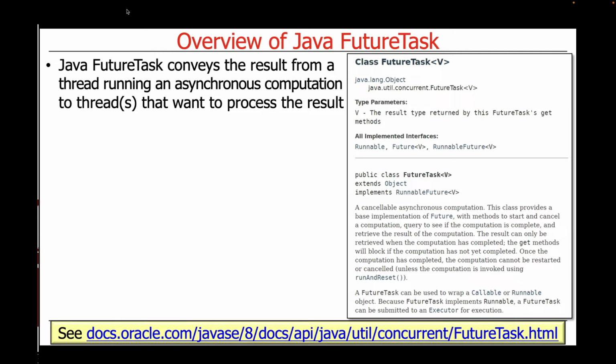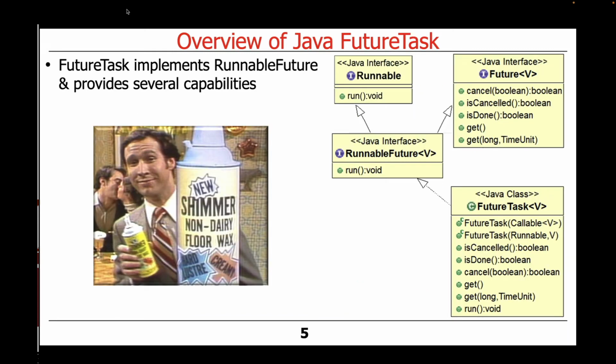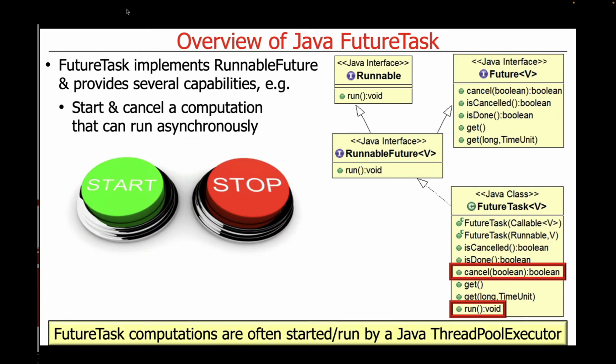So the FutureTask basically takes the result from a thread that runs an asynchronous computation, and it provides it to a thread or threads that want to process the results of that computation. This particular class is kind of interesting in that it implements something called a RunnableFuture, as you can see here. So FutureTask is going to implement the RunnableFuture interface, which in turn extends a pair of other interfaces, Runnable and Future. And it provides a number of different interesting capabilities.